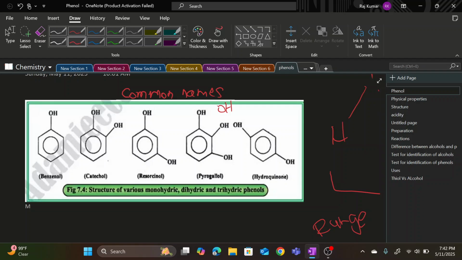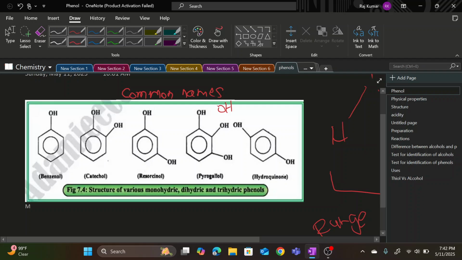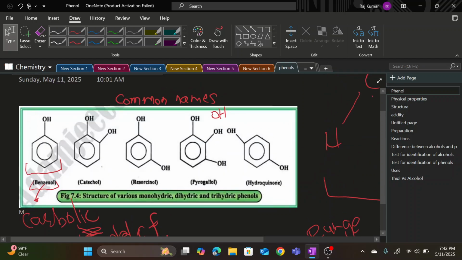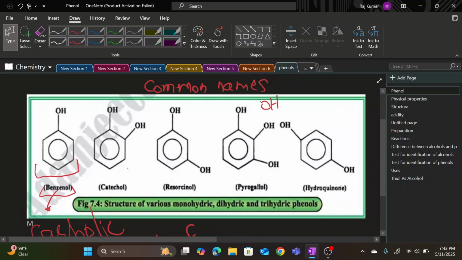An example of a monohydric phenol is benzenol, which we also commonly call carbolic acid. Carb is the term used for the benzene ring, and oleic is the term used for the negative charge given by the alcohol hydroxyl group. It was first discovered during the destructive distillation of coal tar. This is an important point to remember. This is carbolic acid, benzenol, or the simplest phenol.